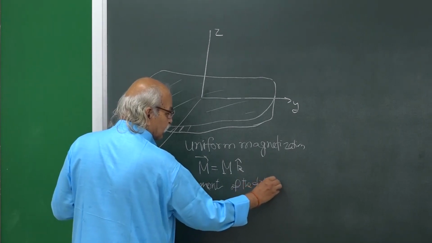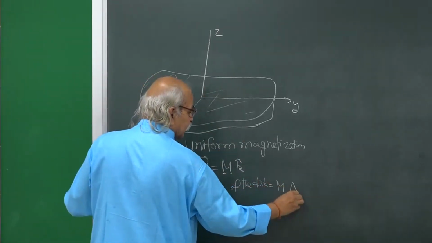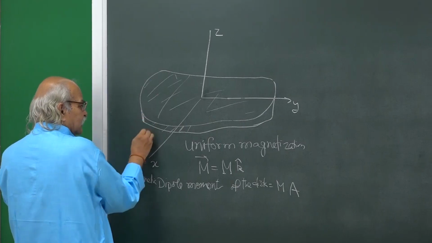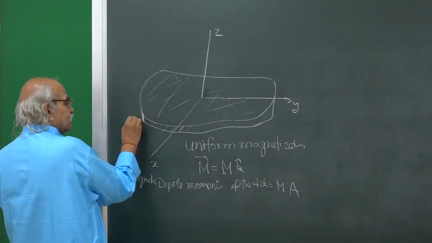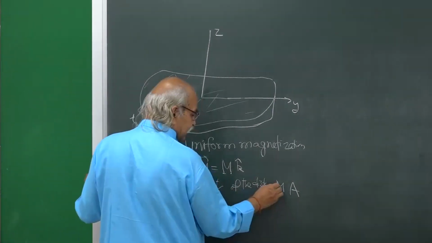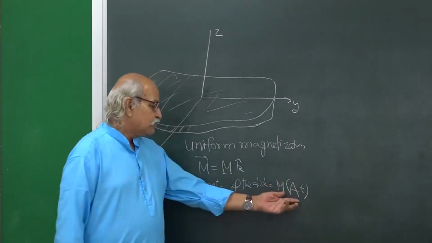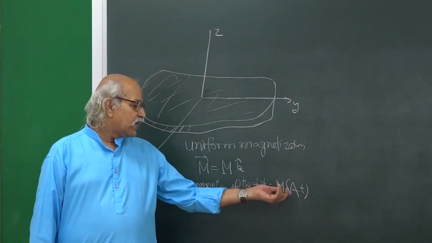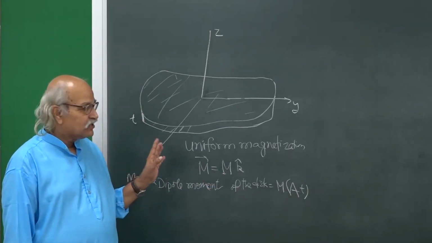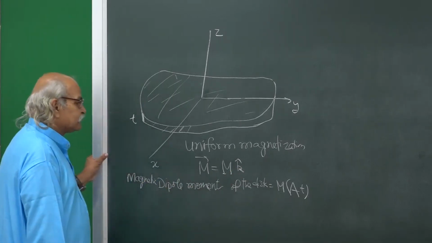This will be mass times area, this whole area, and then this thickness here. Say this thickness is, let us say, T. So this is magnetization times area times T. This is volume. So magnetization times volume is the total dipole moment. It's uniform magnetization we are assuming. So that is how the magnetic dipole moment will be there.